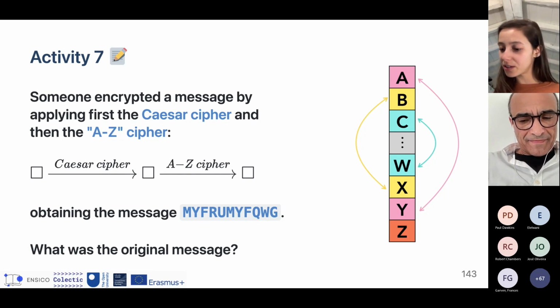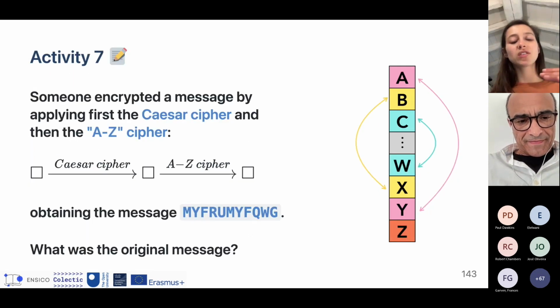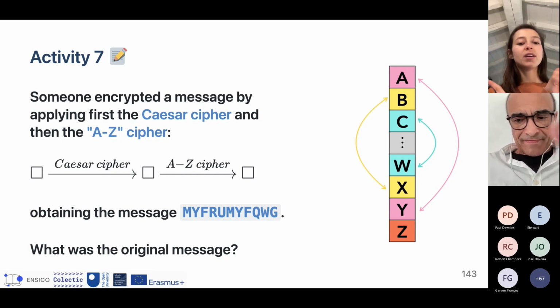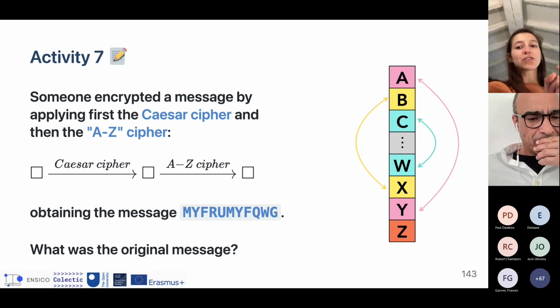I will reveal the answer. So the original message was mathematics. So what do you have to do to decrypt the message? Since we do the Caesar cipher and then the AZ cipher, if we want to recover the original one, we need to reverse the orientation of the arrows. So we need to decipher AZ and then we need to decipher Caesar.